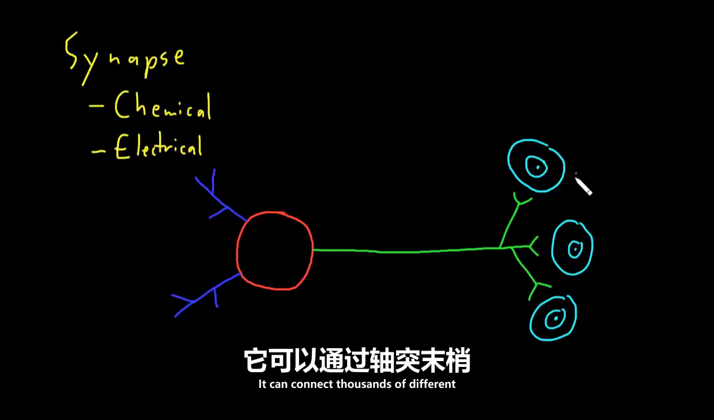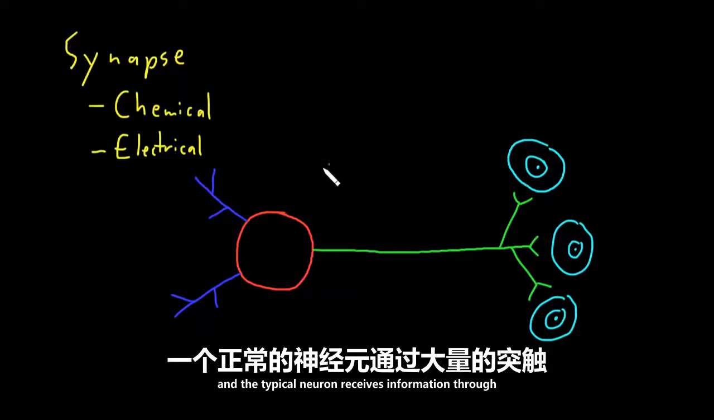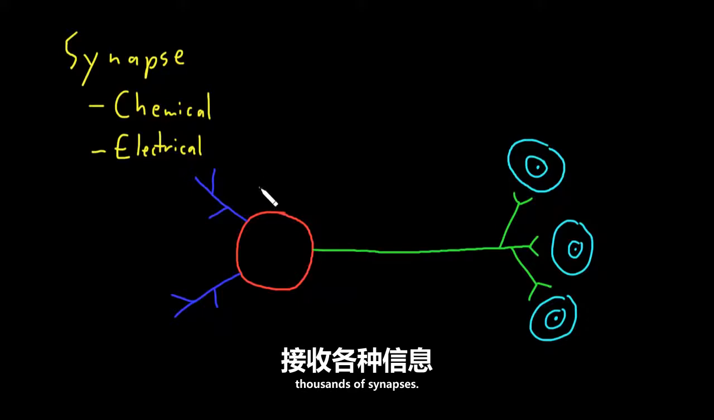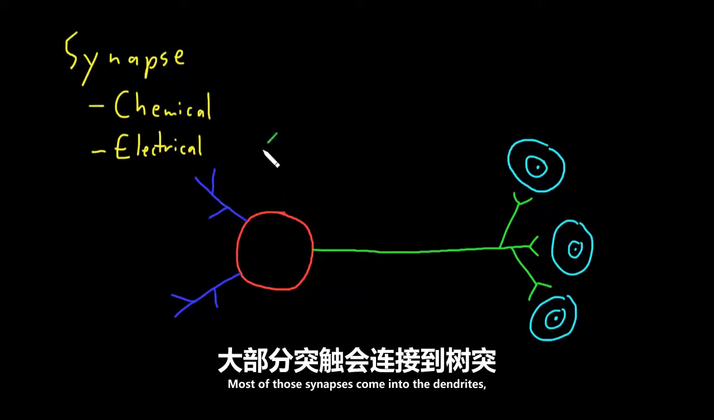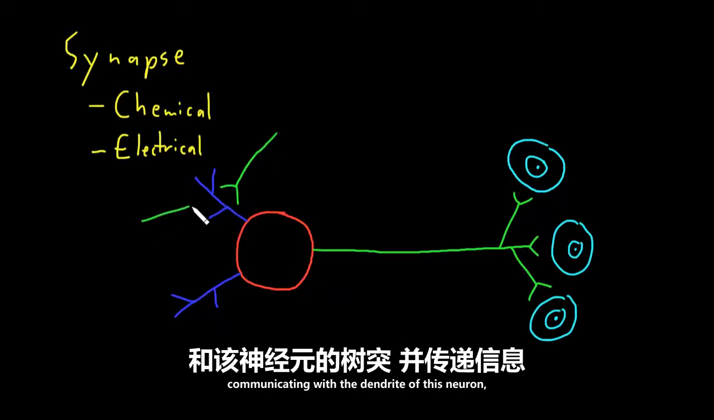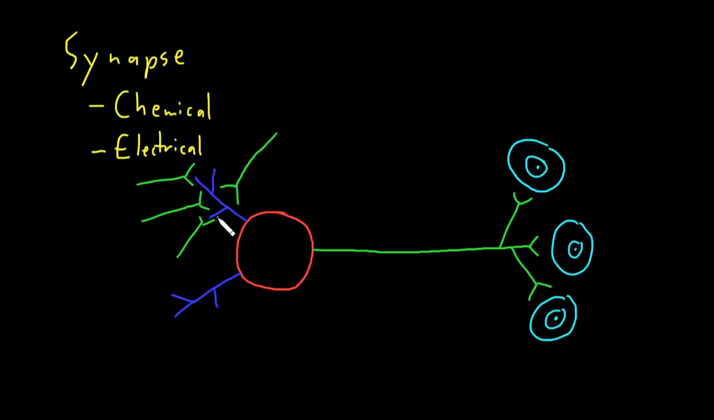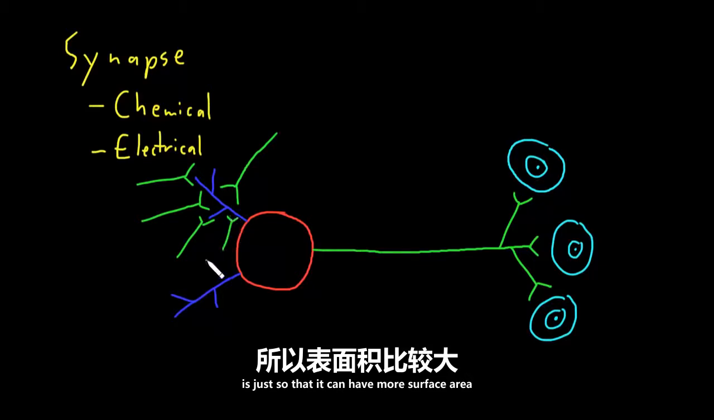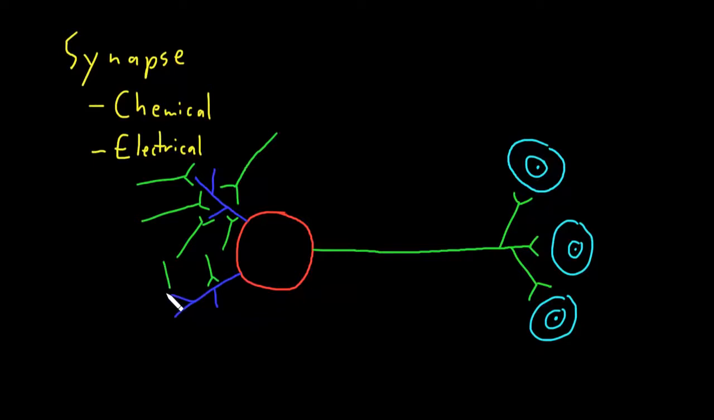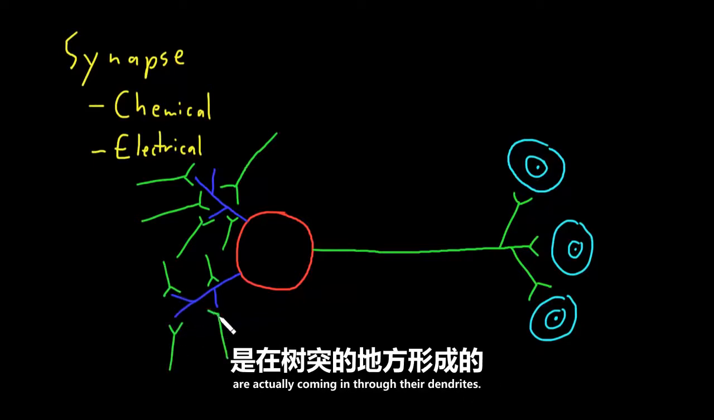Now, a typical human neuron can have a massive number of connections through synapses. It can connect to thousands of different target cells through its axon terminals, and a typical neuron receives information through thousands of synapses. Most of those synapses come in to the dendrites, so that the axon of another neuron is contacting and communicating with the dendrite of this neuron. And there can be many, many synapses on a dendrite. And part of the reason it's branched is just so that it can have more surface area to form more synapses. So that for most neurons, most of the synapses are actually coming in through their dendrites.